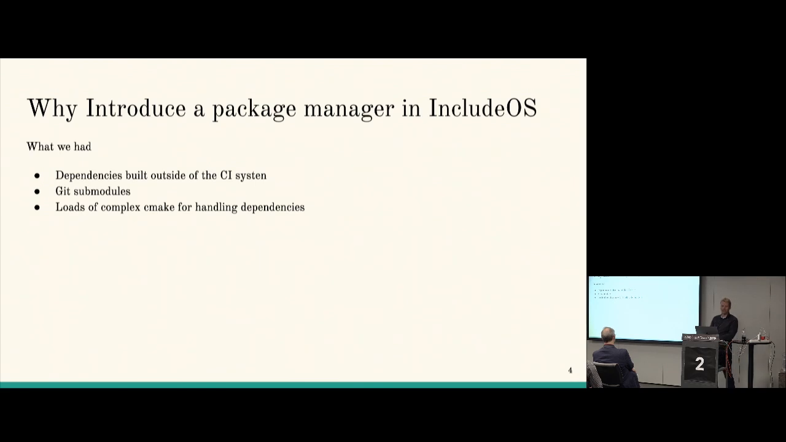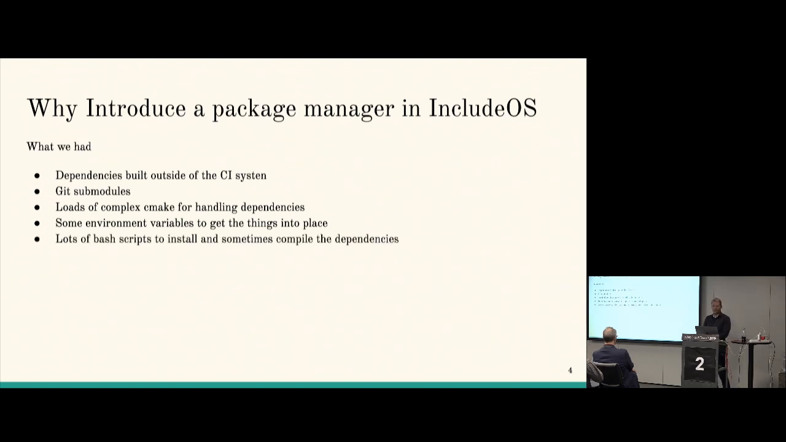Lots of complex CMake for handling these dependencies and pulling in things. Some environment variables were needed to get things put into place on an operating system level. Lots of bash scripts to install things and move things around and compile some of the dependencies, but not all of them. It didn't always work. It couldn't build out of tree because it had dependencies internally. And even sometimes when you built it, it would fail if you had a fast enough computer.